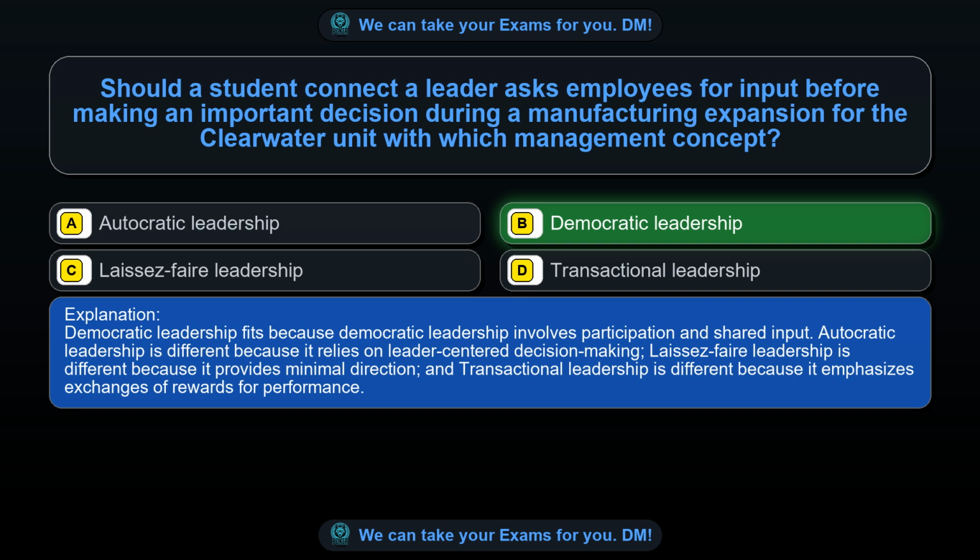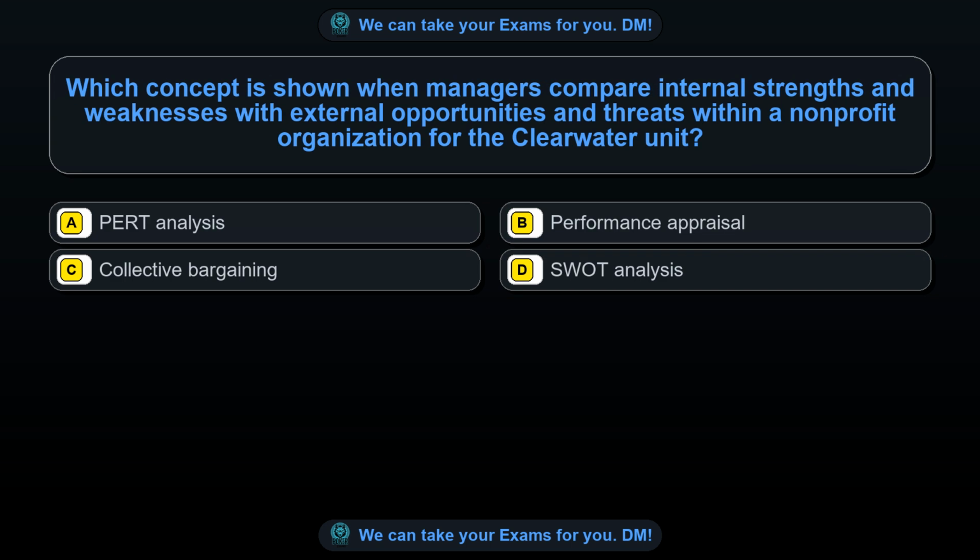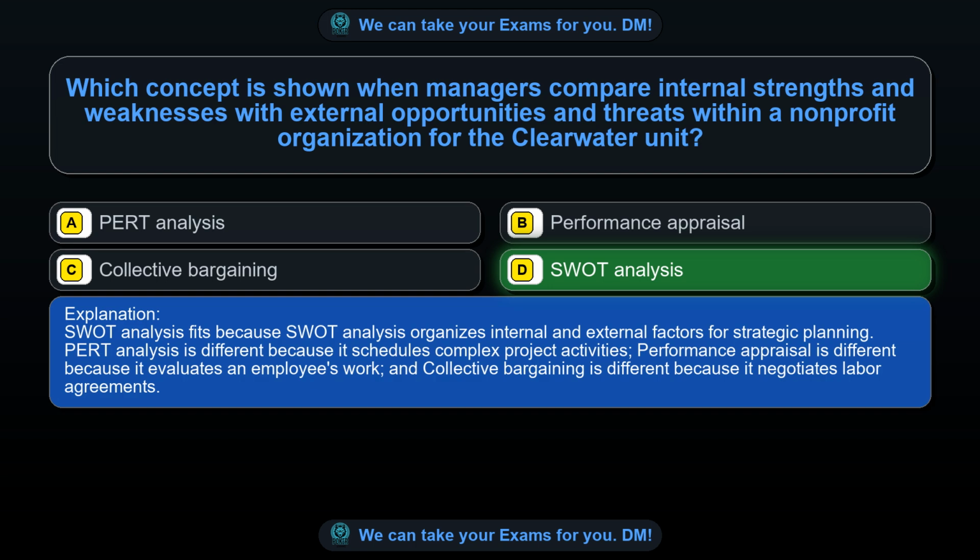Question 72. Which concept is shown when managers compare internal strengths and weaknesses with external opportunities and threats within a nonprofit organization for the Clearwater unit? Option A, PERT analysis. Option B, performance appraisal. Option C, collective bargaining. Option D, SWOT analysis. The correct answer is option D, SWOT analysis. SWOT analysis fits because SWOT analysis organizes internal and external factors for strategic planning. PERT analysis is different because it schedules complex project activities. Performance appraisal is different because it evaluates an employee's work, and collective bargaining is different because it negotiates labor agreements.